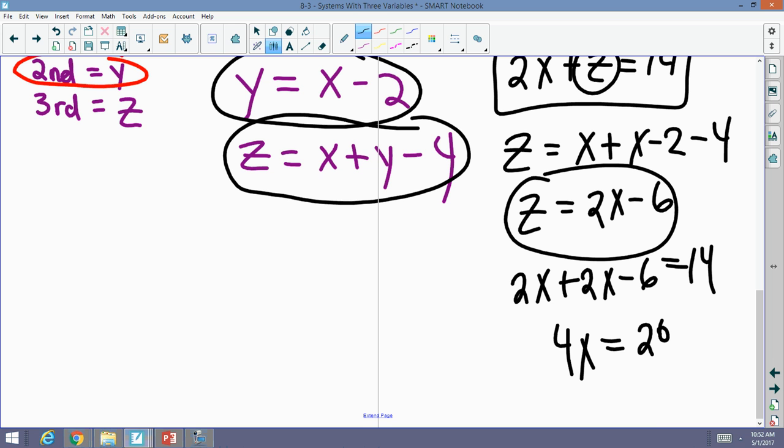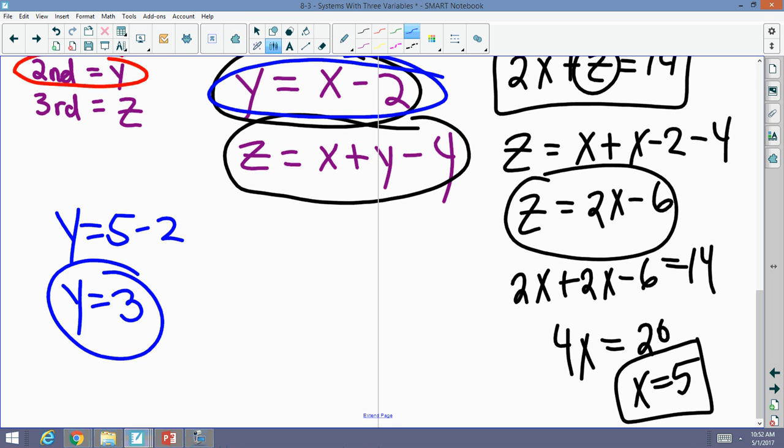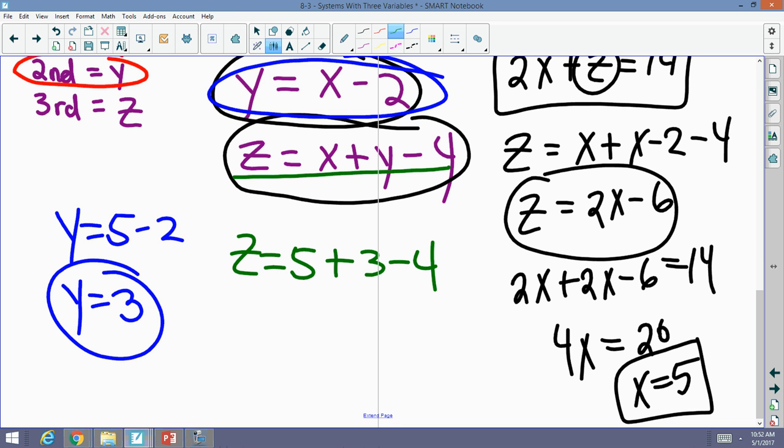So X equals 5. And if X equals 5, what does Y equal? Y equals 5 minus 2. So Y equals 3. And then what does Z equal? Well, Z equals X, which is 5, plus Y, which is 3, minus 4. So Z equals 7.